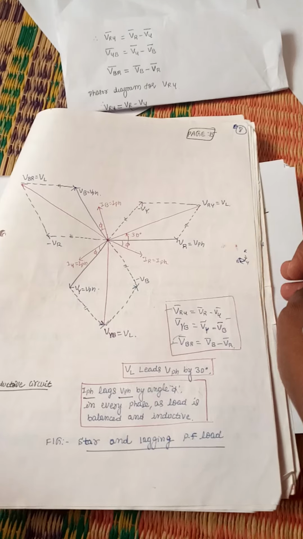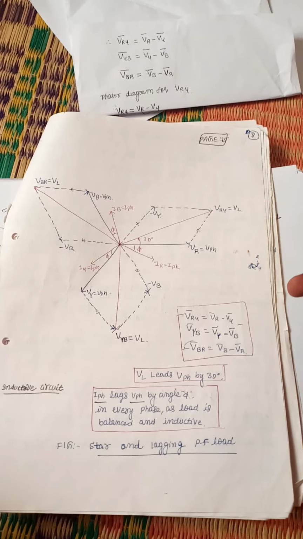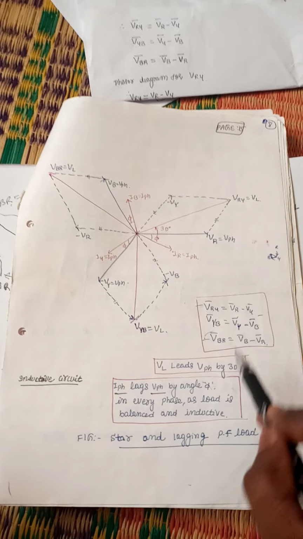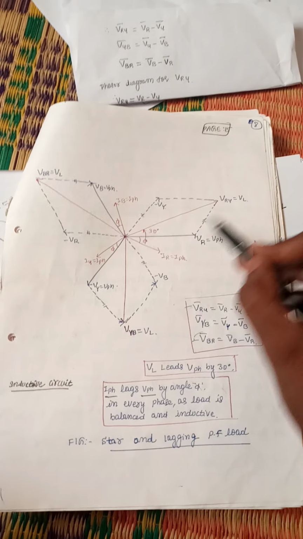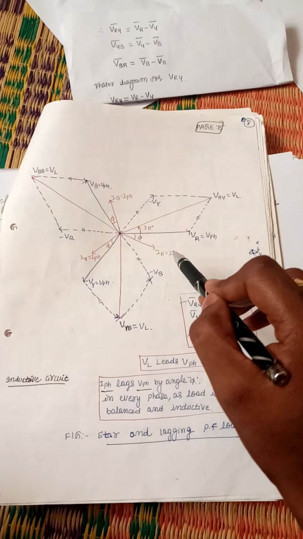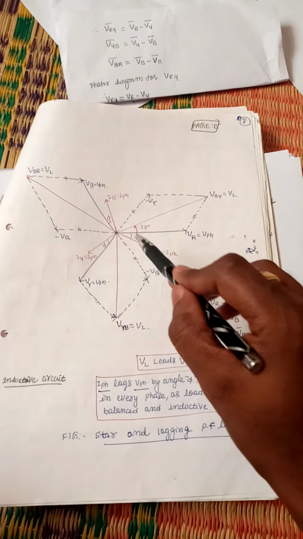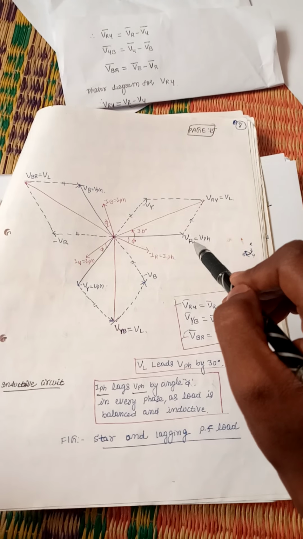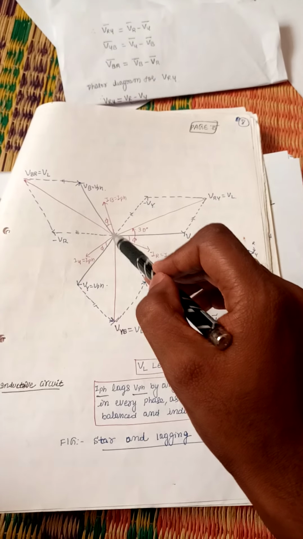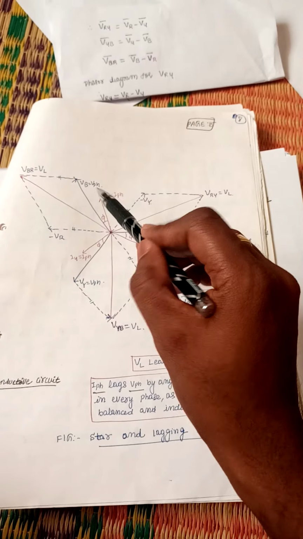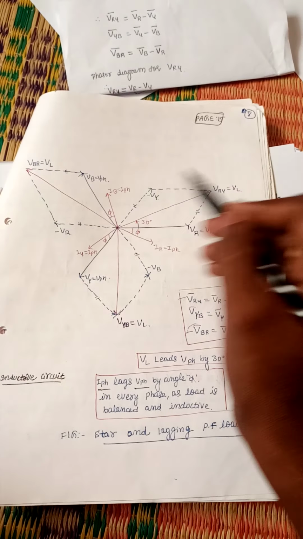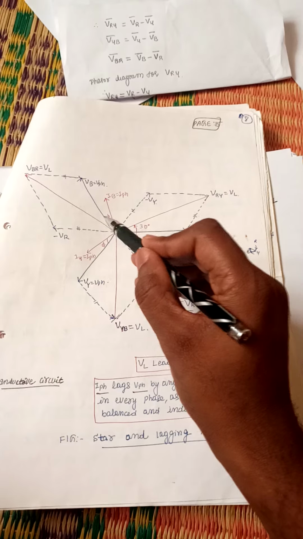The same diagram I had written here. Here I clearly mentioned VL leads VPH by an angle of 30 degrees, but IPH lags VPH by an angle of pi. This holds good for the rest of the two cases also, right? So VL leads VPH by an angle of 30 degrees.